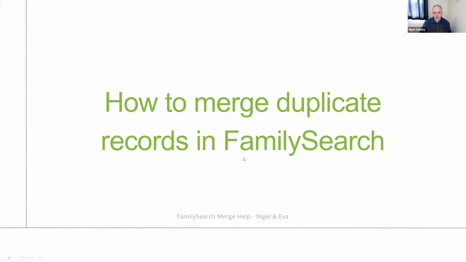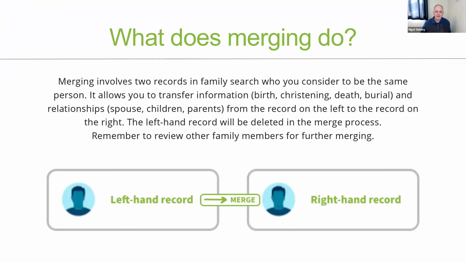So we're going to talk about match merging in FamilySearch. This principle applies whether it's FamilySearch, personal computer software that you have on your computer, or other websites like Ancestry or MyHeritage. Merging involves two records that are the same person, but they're two different records on the computer system, and you're presented with a left-right scenario. So merging involves two records in FamilySearch that you consider to be the same person.